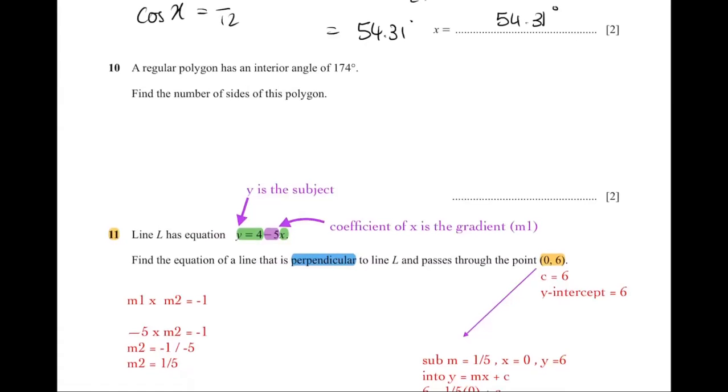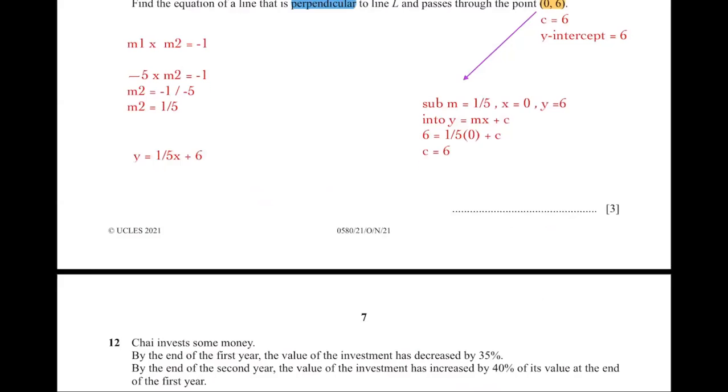A regular polygon has an interior angle of 174. Find the number of sides of this polygon. So count the exterior angle first, which is 6. To find the number of sides, n is equal to 360 divided by the exterior angle of 6. Okay, this one has been done.